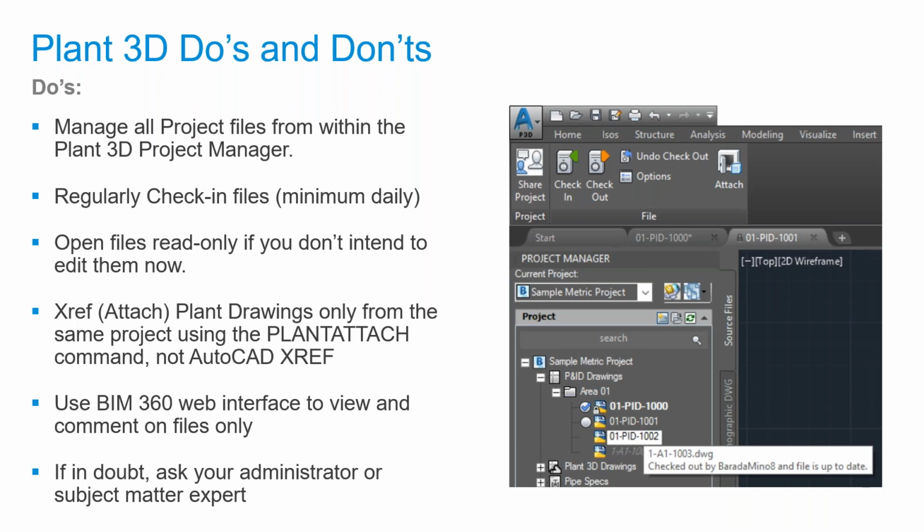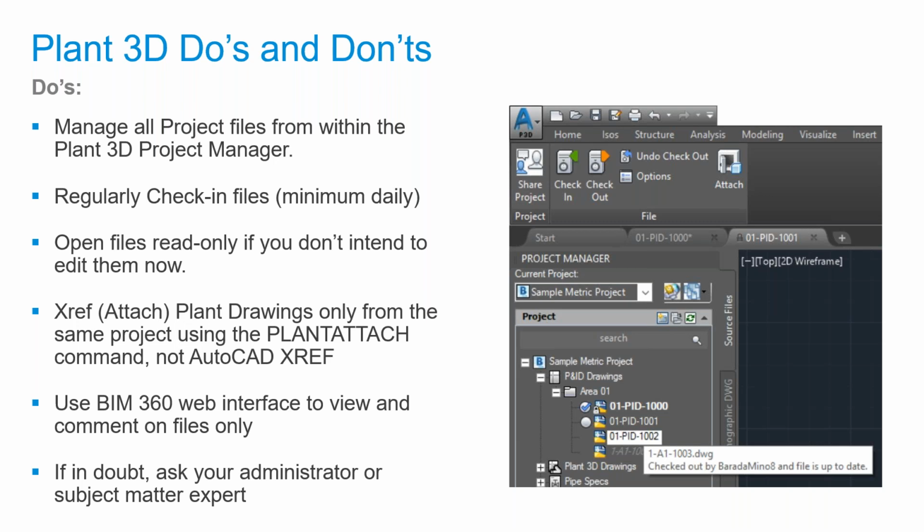Open files read only if you just want to view a drawing. That way you're not locking somebody else out. By default, if you just double click on a drawing, it opens it up and checks it out to you. So somebody else that may need to work on that drawing is stuck, and they have to call you and say, hey, can you get out of that drawing? If you just want to look at it, right click and say open read only. It'll download it to your machine. You can view it, and you're really not going to be making any changes to it. So just a tip on that.